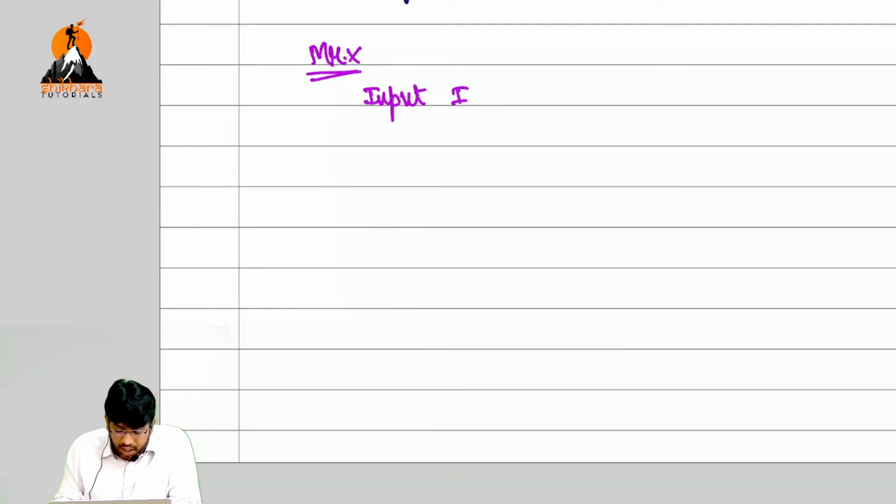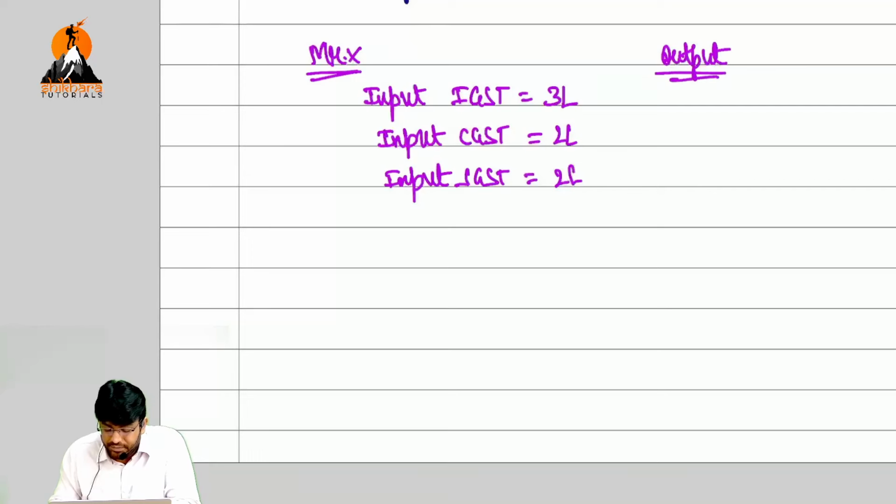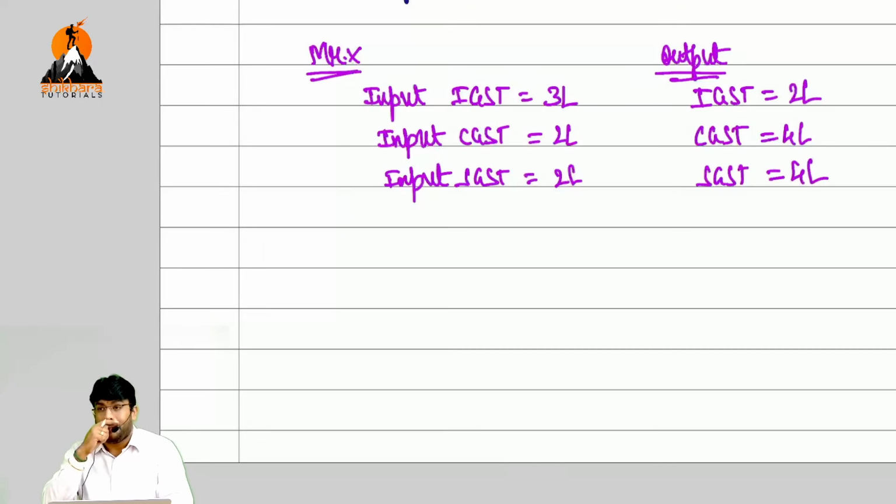Clear? Come on friends. Let us say for example, there is one person, Mr. X. Input IGST 3 lakhs. Input CGST 2 lakhs. Input SGST, how much friends? 2 lakhs. Of course, common sense. Correct or not? Output, let us say IGST is 2 lakhs. CGST 4 lakhs. SGST 4 lakhs.